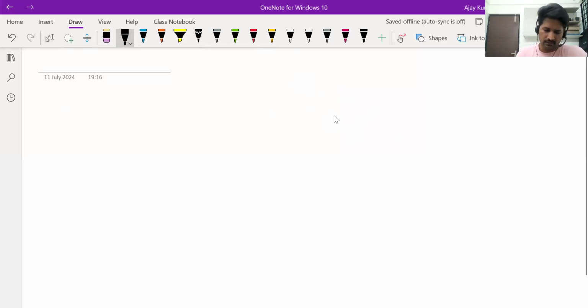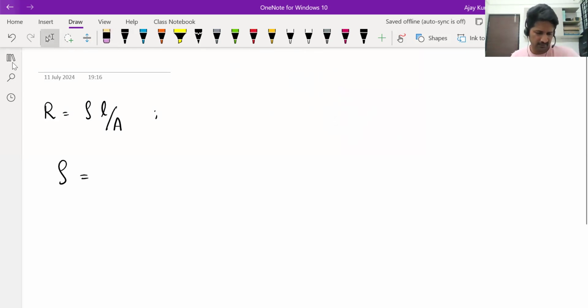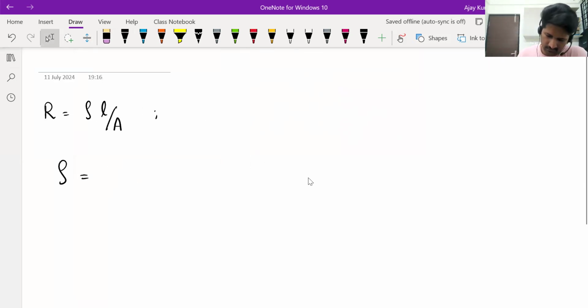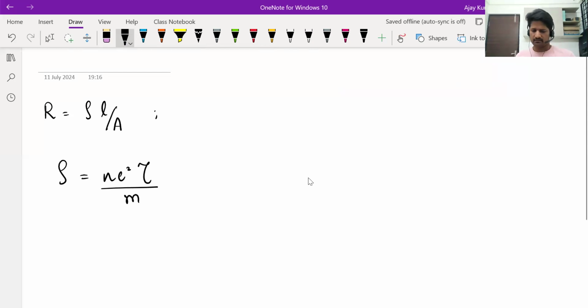Right. Now, we derived that R is equal to rho L by A, and rho was equal to, do you remember the exact expression for resistivity? I think it is Ne square tau divided by M or something like that. And as we know, it depends on material and temperature of the conductor. So tell me. Sir, it's M by Ne square tau. Okay, M by Ne square tau. Fine, not an issue.